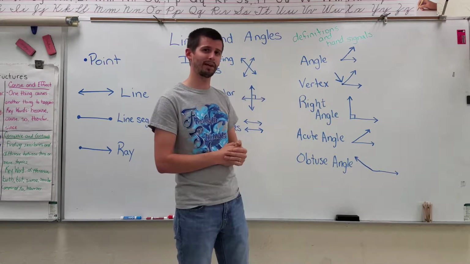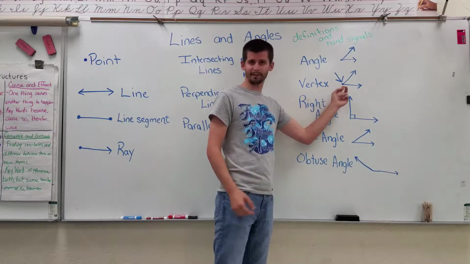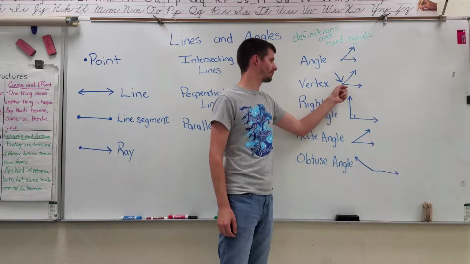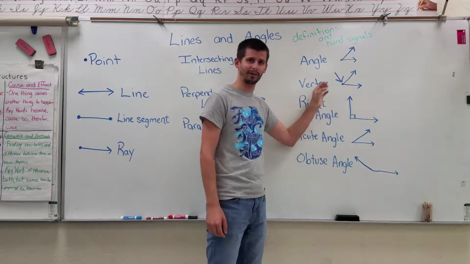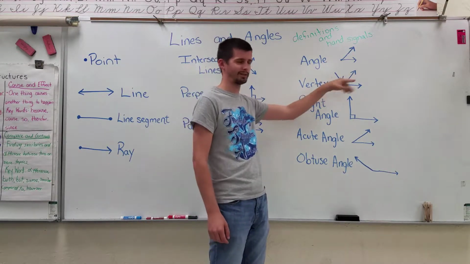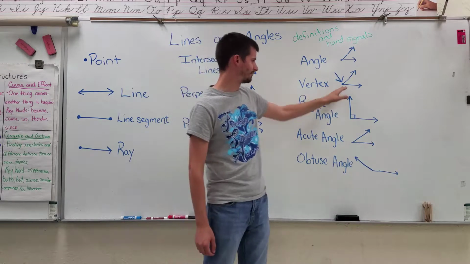Now, you may be asking what that endpoint is called. Well, it's called a vertex. It's very important for 4th grade to know that where those 2 rays meet in an angle is a vertex. It's the corner of the angle. It's where it will turn. So that's going to be the vertex.